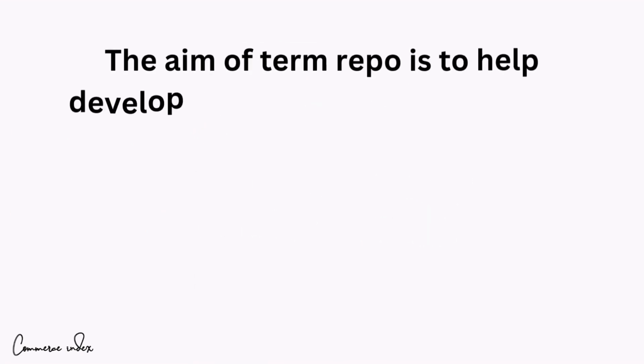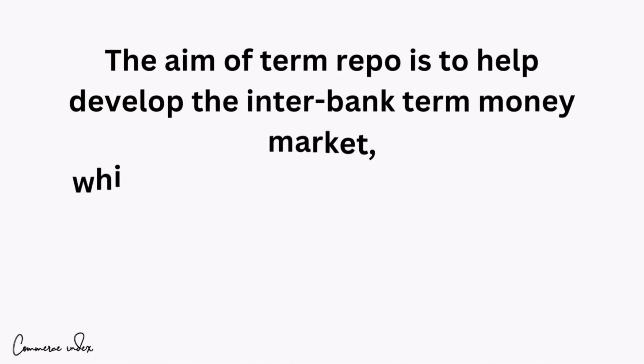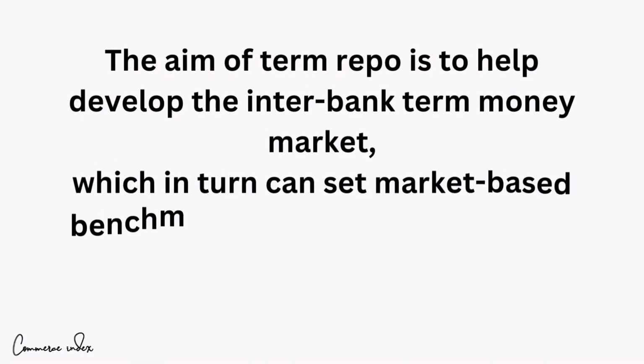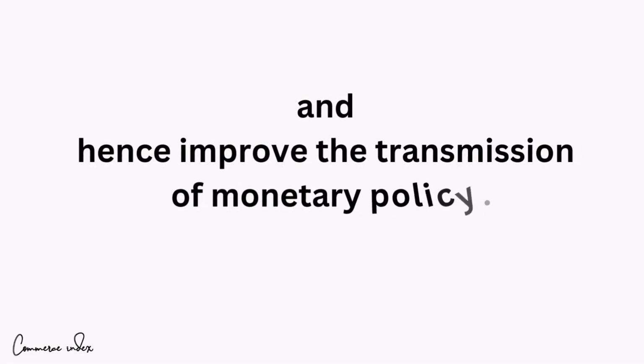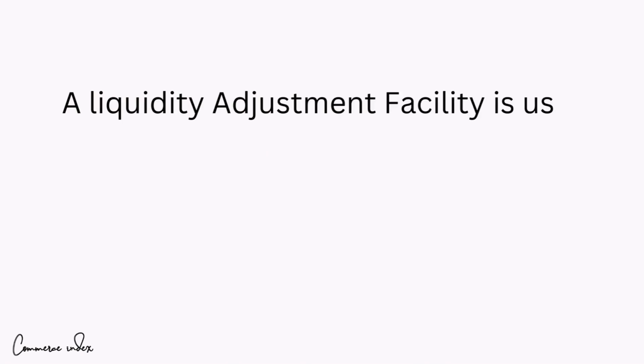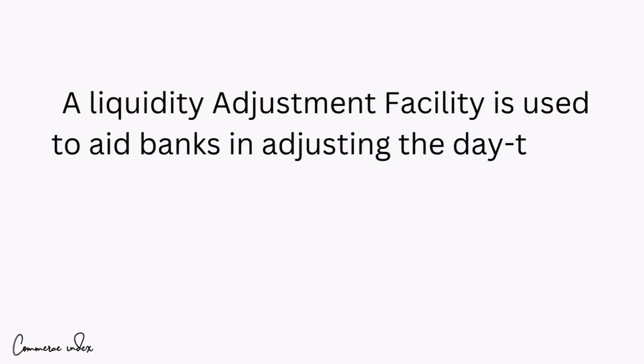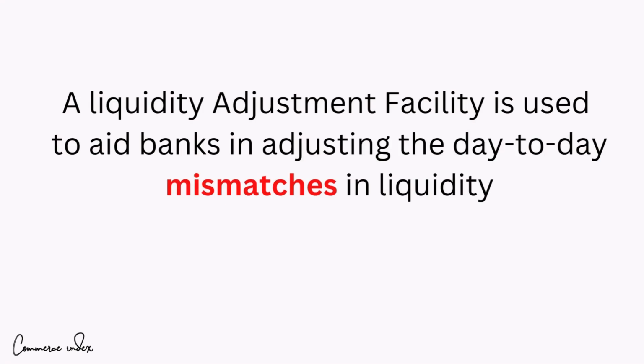The aim of term repo is to help develop the interbank term money market, which in turn can set market-based benchmarks for the pricing of loans and deposits, and hence improve the transmission of monetary policy. A liquidity adjustment facility is used to aid banks in adjusting the day-to-day mismatches in liquidity.